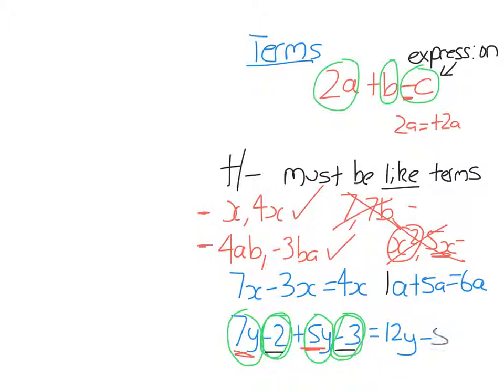Now this cannot be simplified anymore because 12y and 5 are not like terms. I can't subtract them. So I leave my answer like this. All right, I'm going to rub this out so we can do multiplication and division. Please pause and copy this down if you need.